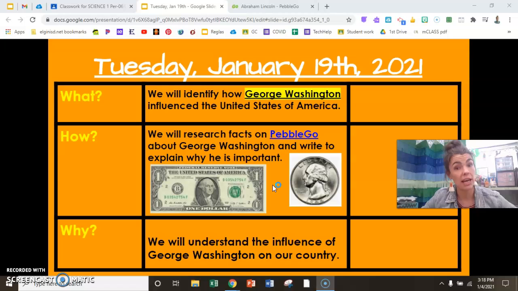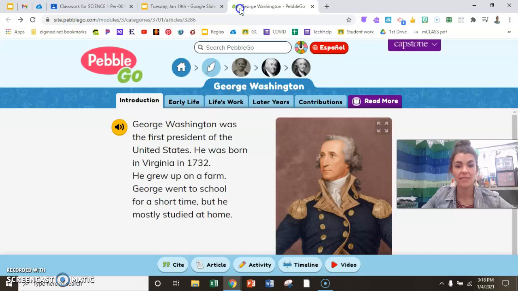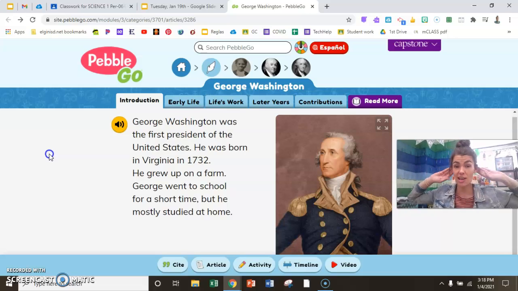After we've done our research together on Pebble Go, we'll be ready to get out our journals and write one sentence and draw a picture to explain how he was so important to us. Ready to study Pebble Go? Here we go. Hello, George Washington. Check out this photo of George Washington. What do you notice in his picture? Me too. I also notice all the gold fancy details. Another clue that he was very important. Ready to read? Listening ears on.